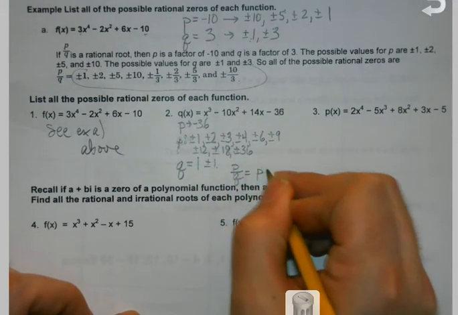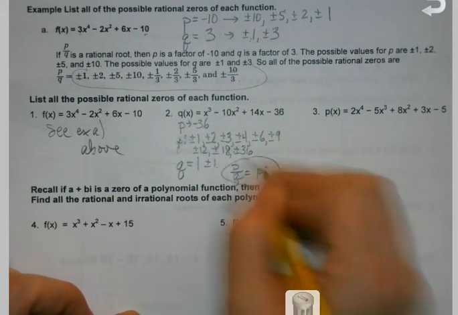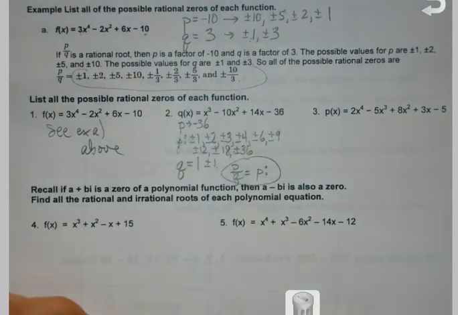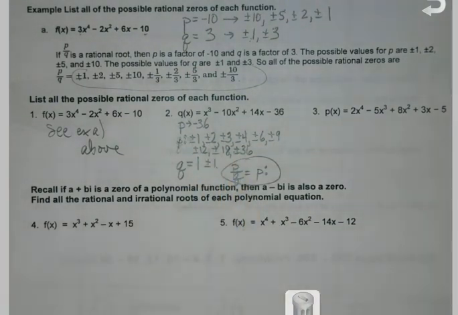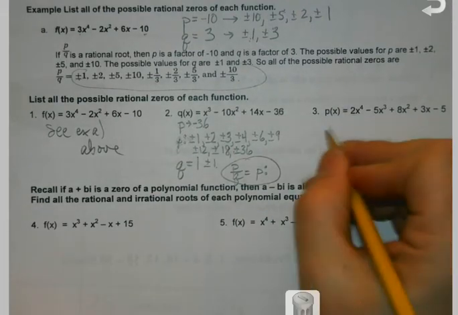Mm-hmm. So we're just going to look up here at the P list. We're actually going to get to do this on one of them, but if it's just 1, why are you going to rewrite all of that stuff again? That's just busy work. We don't have time for busy work. We have real stuff to do. But if you're asked to find rational zeros, that's what we're doing.